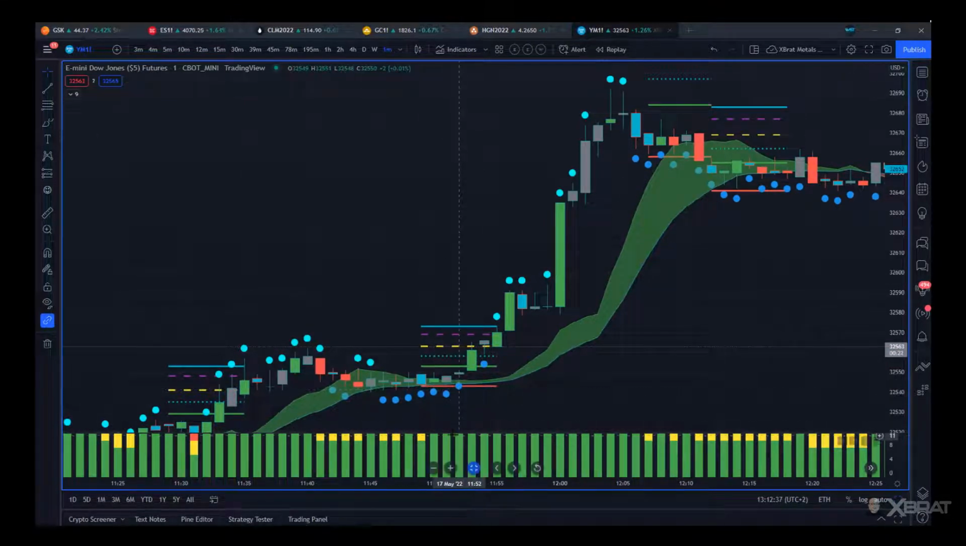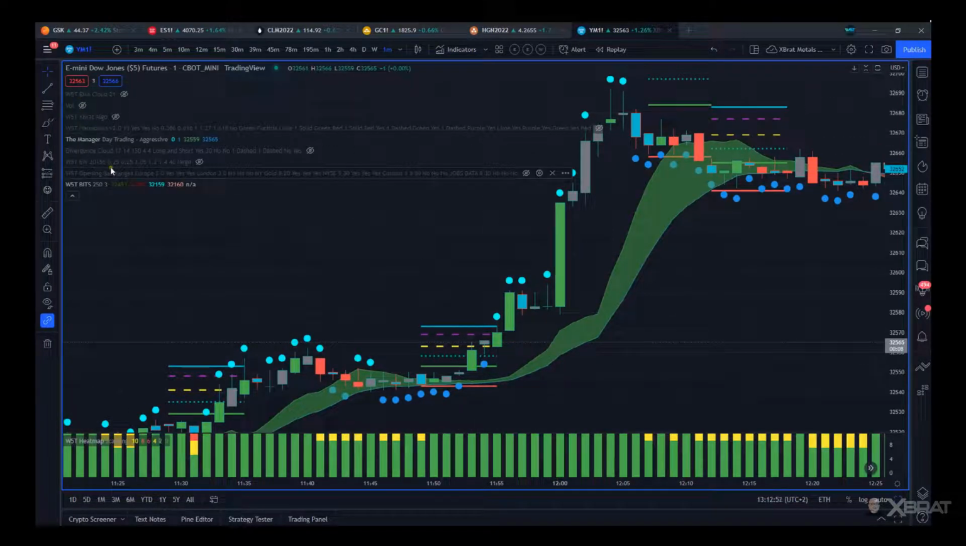Bias depth heat map is giving us the confirmation, and then it goes. So we can then either decide to take it to target 4 every time, or just get out, or use the manager. The manager can be set.